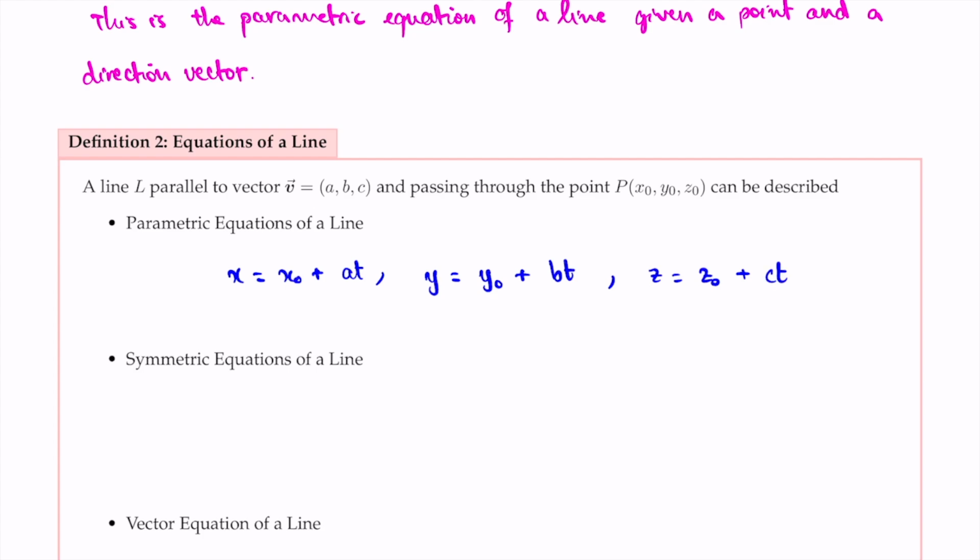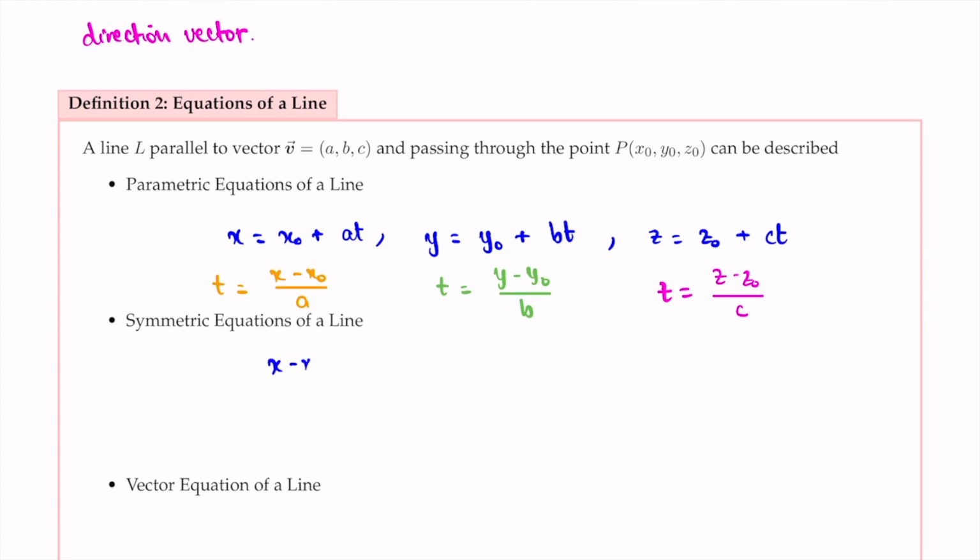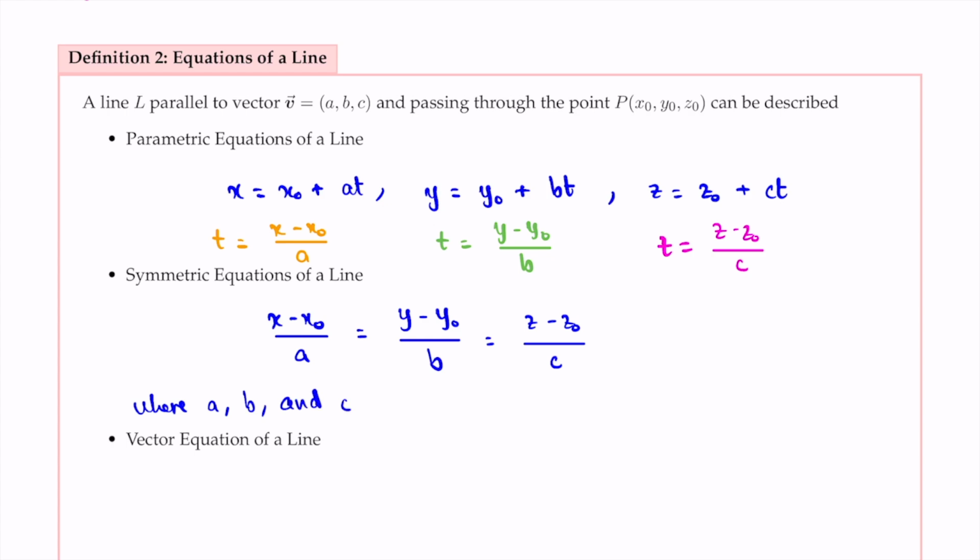Now from this equation, we can actually solve for the value of t for each equation and create a new form of equation of a line, which can be described as the symmetric equations of a line. So you can solve for t, and you get that t is equal to (x minus x0) divided by a. For the second equation, t is (y minus y0) divided by b. And for the last equation, t equals (z minus z0) divided by c. Because they are the same t, I'm going to set these equal to one another, and you obtain the symmetric equations of a line. That is (x minus x0)/a = (y minus y0)/b = (z minus z0)/c, where a, b, and c are non-zero constants.